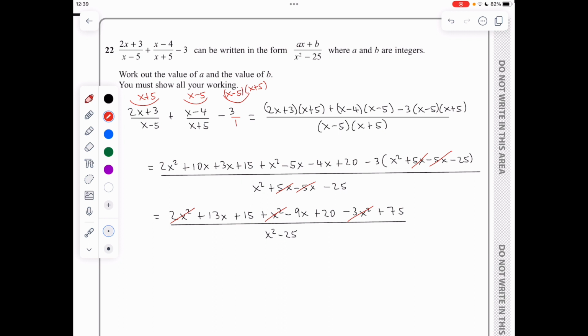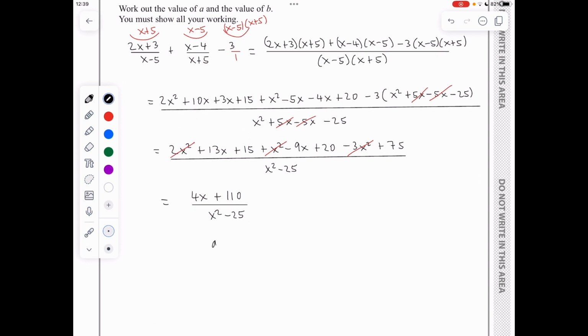And then if I add up the x terms, it's going to be 13 minus 9. So it's 4x. And with the constant, we've got 15 plus 20 plus 75, which is 110. So that leads to 4x plus 110, and all of it over x squared minus 25. We therefore conclude that a must be 4 and b must be 110.